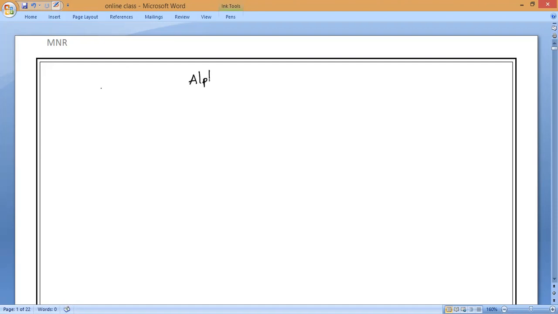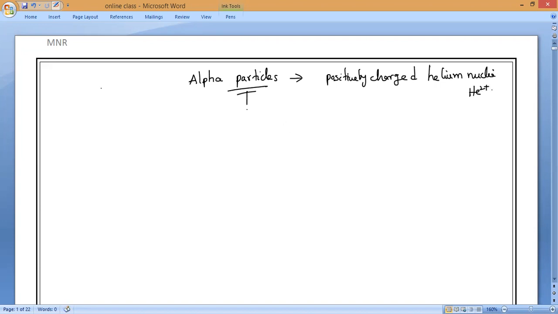What are alpha particles? Anybody can tell me? Yesterday also I explained to you. What do you mean by alpha particles? They are positively charged, positively charged which ions? Helium nuclei. That is He2 plus. Sir, why did he choose these alpha particles?